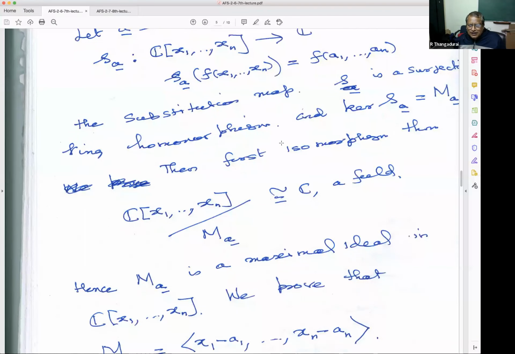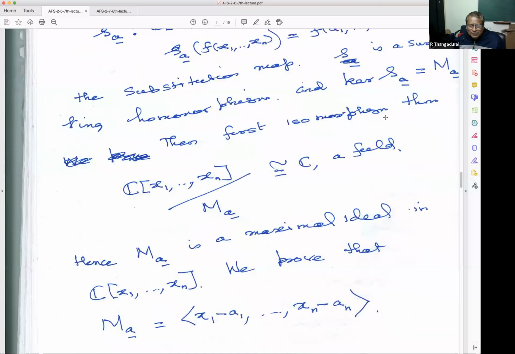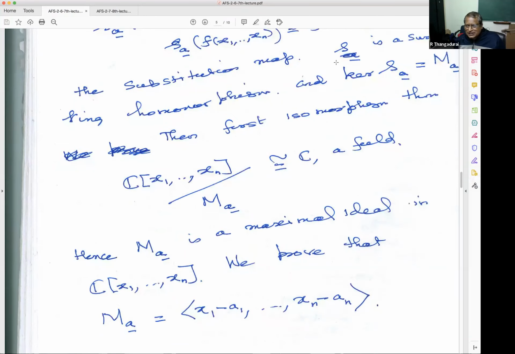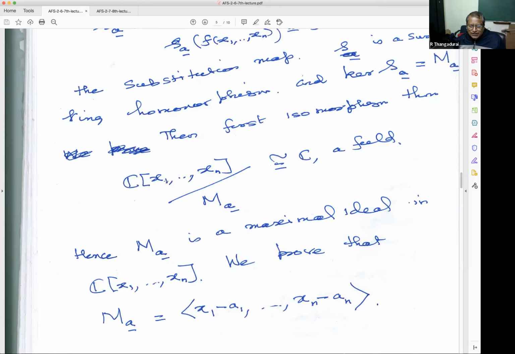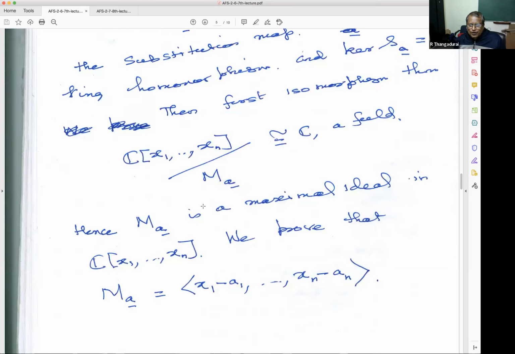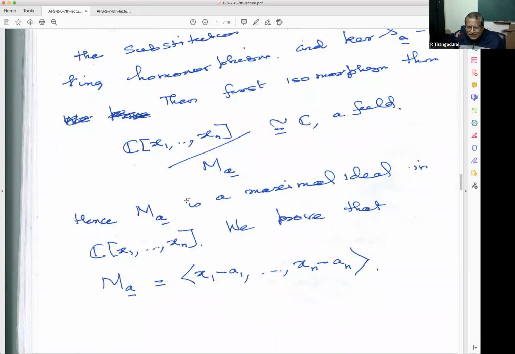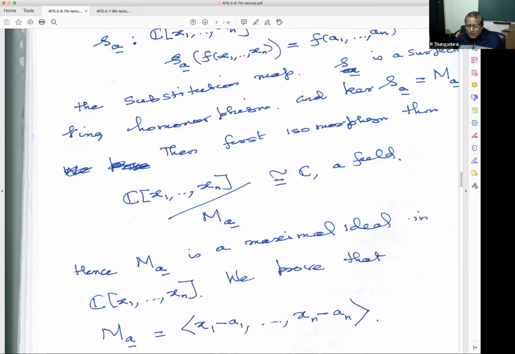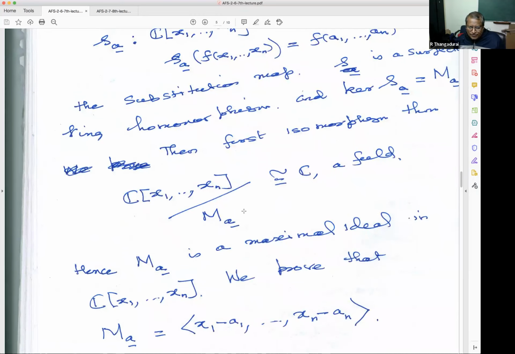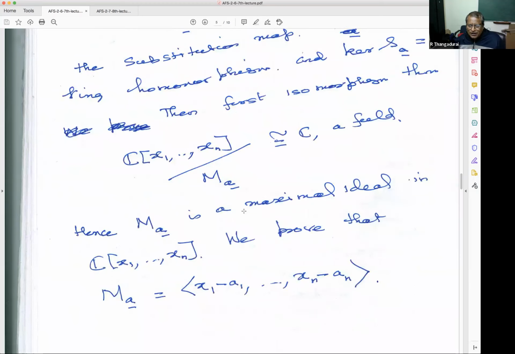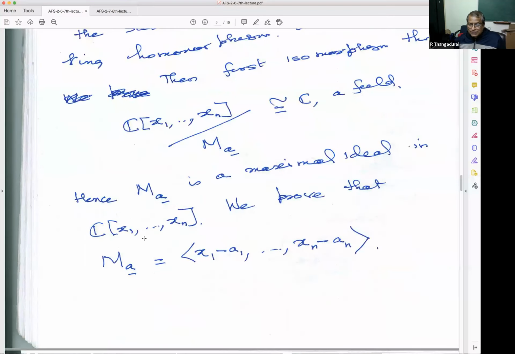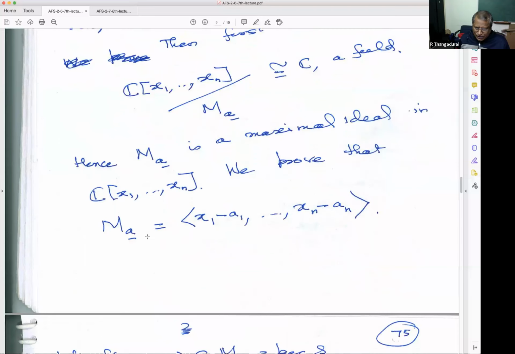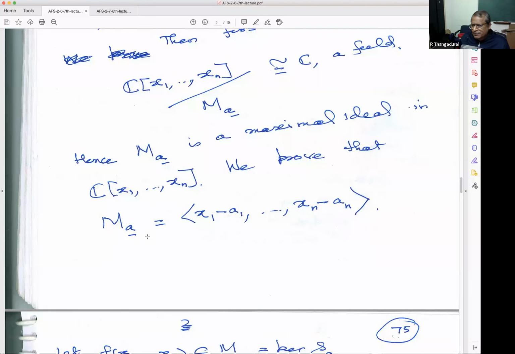Then, by the first isomorphism theorem, since it is a surjective map, this quotient ring is isomorphic to the complex field C. Therefore, the ideal is a maximal ideal. So the kernel of this substitution map is a maximal ideal in this case. What we need to prove is that this maximal ideal is generated by x1 minus a1, ..., xn minus an. We need to prove this.